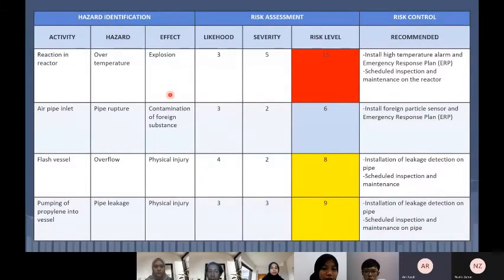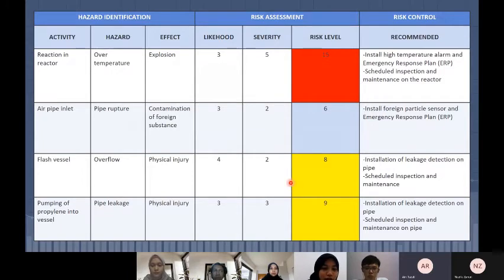Next is the risk assessment. In our process, the level of risk is high, which is 15, in the reaction in the reactor. Next, in the air pipe inlet, the level of risk is low, which is 6. And for the flash vessel and pumping of propylene into the vessel, the risk level is 9. Both are in the medium risk level.